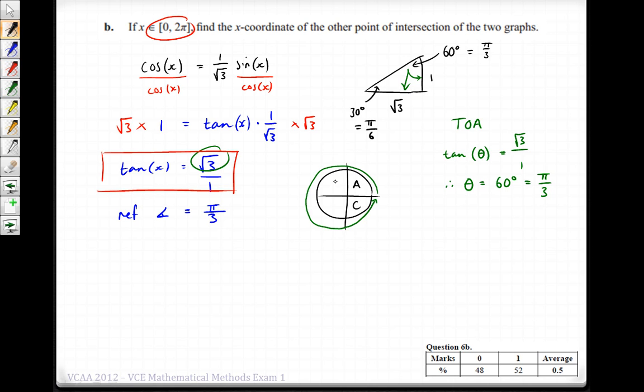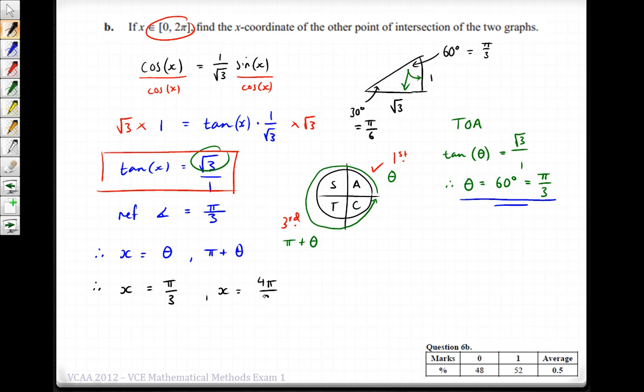So, CAST, so tan's positive in the first quadrant and the third quadrant. So the symmetries for those are theta and pi plus theta. So therefore, x is equal to theta and pi plus theta, where our theta is this guy over here. So therefore, x is equal to pi on 3, and x is equal to pi plus pi on 3, which is going to be 4 pi on 3.